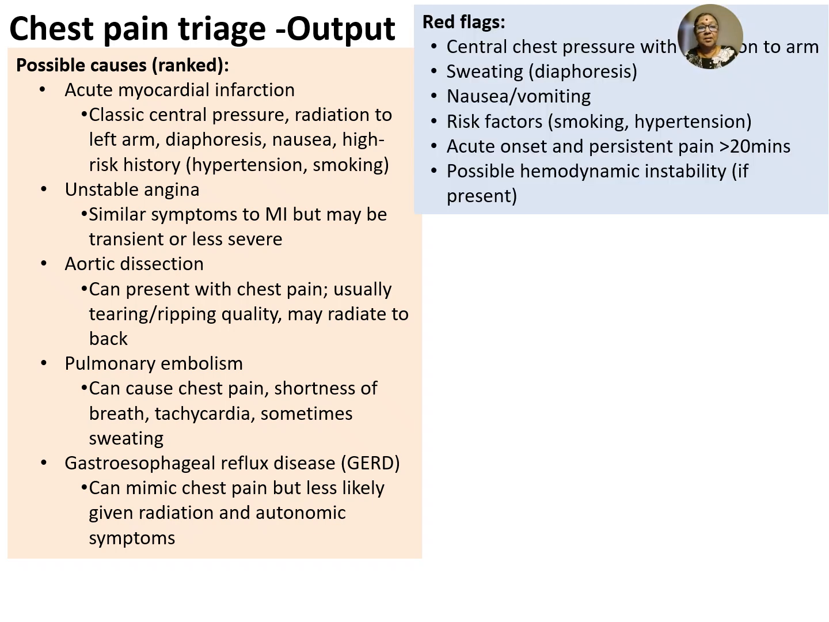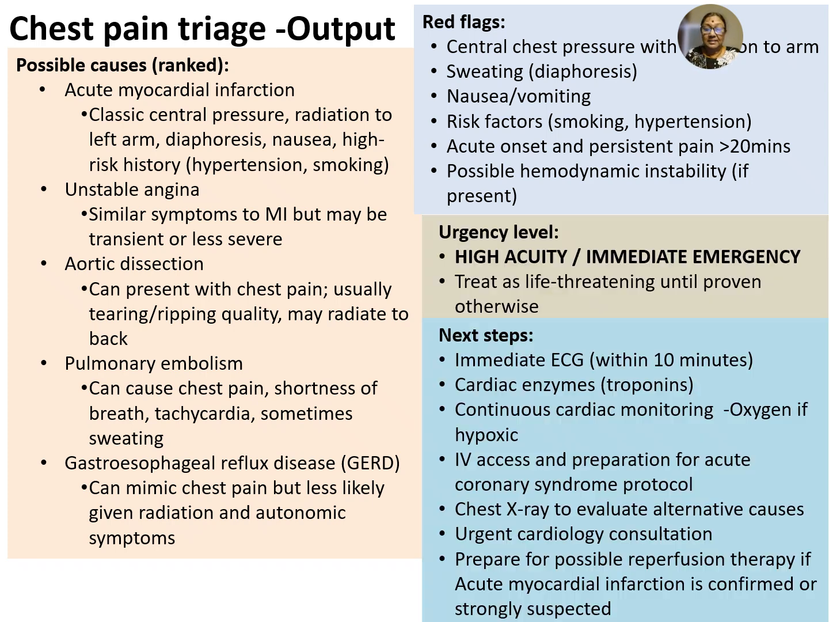Then this is about the red flags: central chest pain, sweating, nausea, vomiting, risk factors. What are the risk factors and so on. And then the urgency level it is giving you, and what are the probable next steps you want to take. Please take all this information as only a help to you. Okay, an assistant is giving this to you. You have to make the final decision. So this is the output you got.